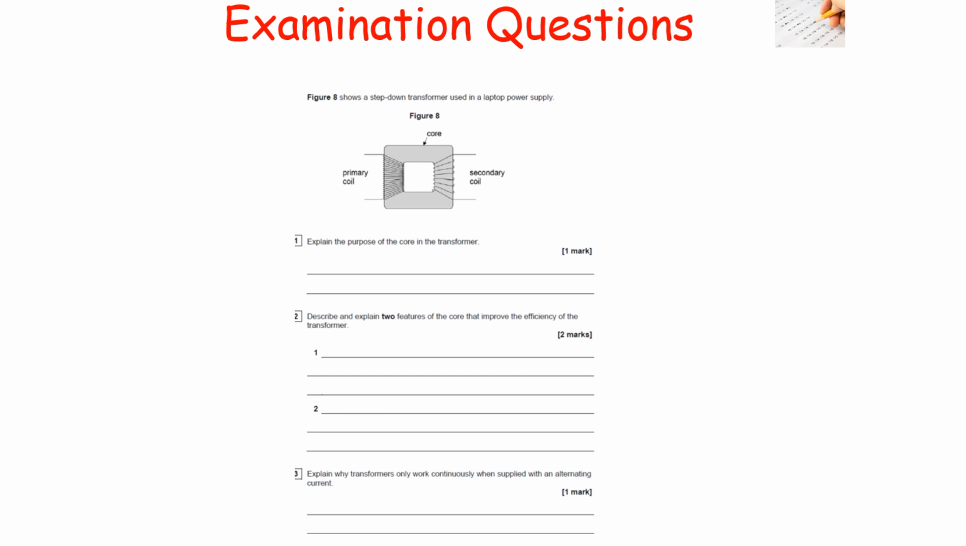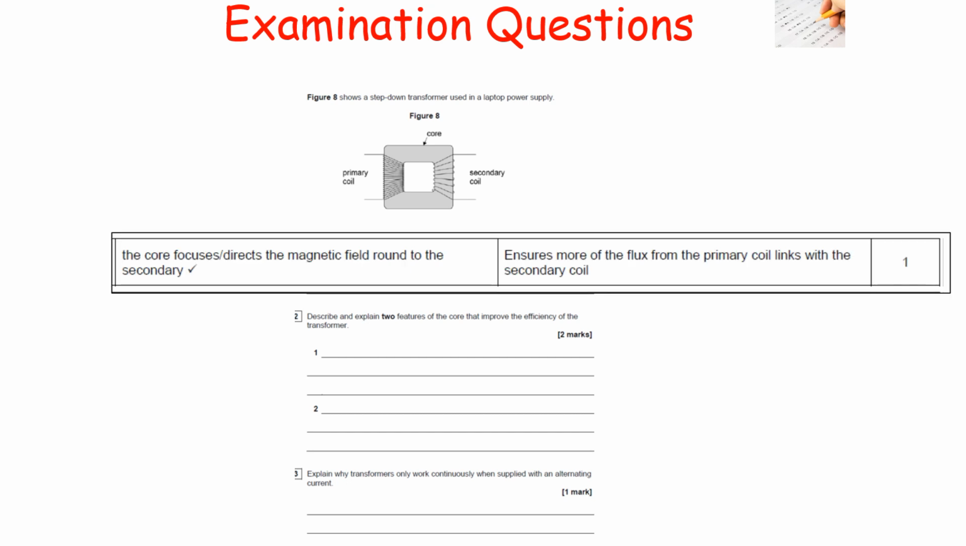Right, so how do you answer this particular question? In the first one, you've got to understand what the core of the transformer is. The core is there to ensure that the linkage from the primary coil is interacting with the linkage of the secondary coil. So the core is there to focus, direct, guide the magnetic field round from the primary to the secondary. So it's making sure that you've got your flux from the primary coil linking to the flux of the secondary coil. Now, what 2 features of the core will improve the efficiency of the transformer?